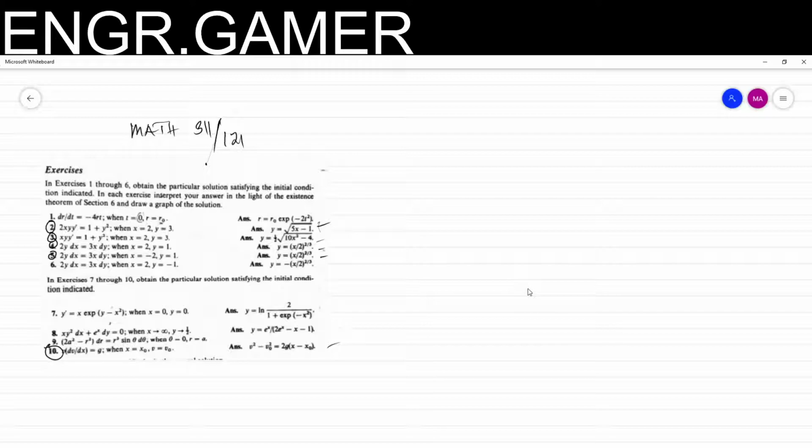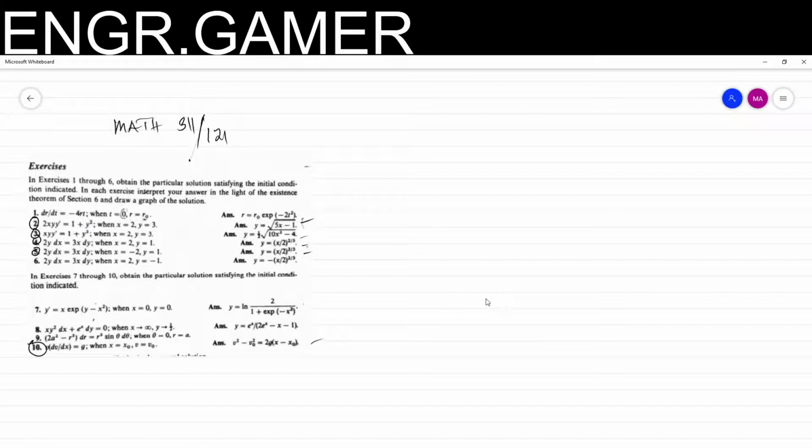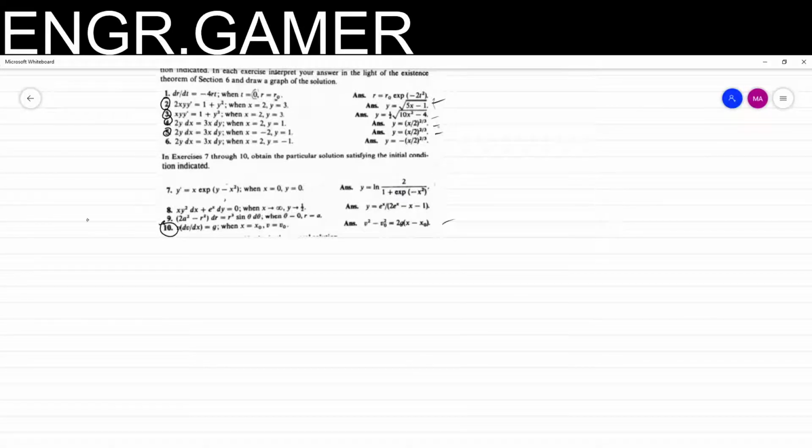But for differential equation, ang solution natin or set of solutions are functions. Okay? So, let's start. Number 2. We have 2x y prime is equal to 1 plus y squared. Take note, we have first derivative, y prime, and initial condition, when x is equal to 2, y is equal to positive 3.